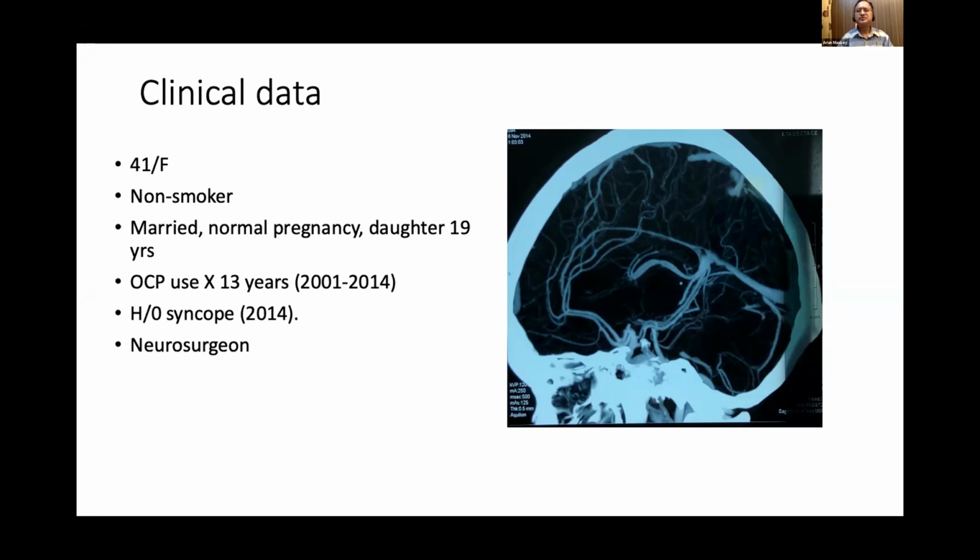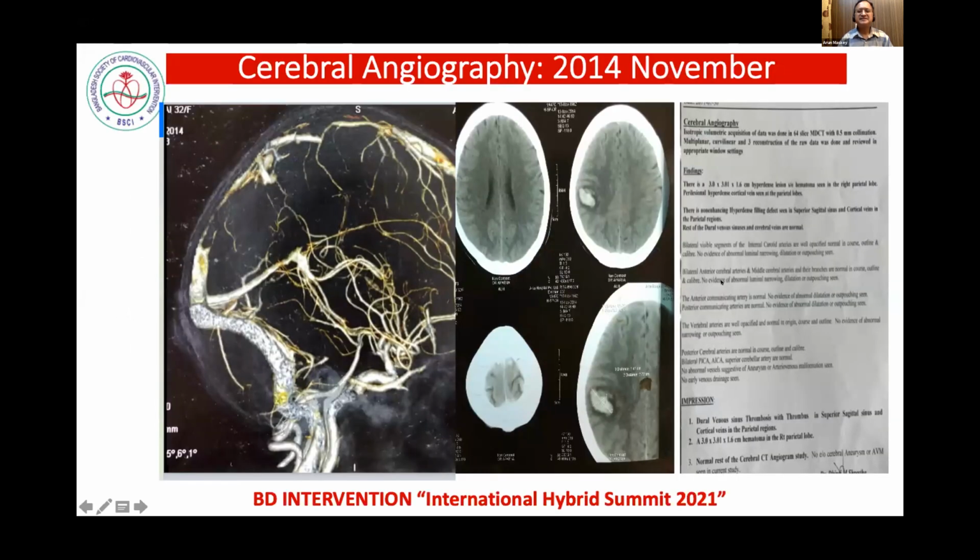She had a history of syncope in 2014. She consulted the neurosurgeons, and they did cerebral angiograms. This is a picture here, and these are two pictures. What they reported is dural venous sinus thrombosis with thrombus in the superior sagittal sinus and cortical veins in the parietal region, and a hematoma of 3 x 3 x 1.6 centimeters in the right parietal lobe. This conforms with cerebral venous sinus thrombosis. This is in 2014.